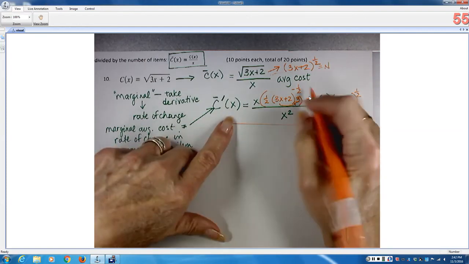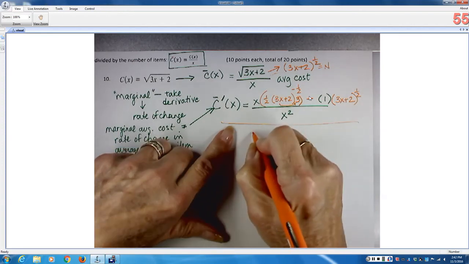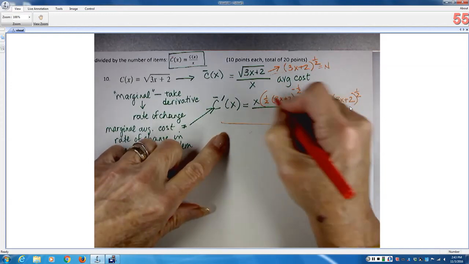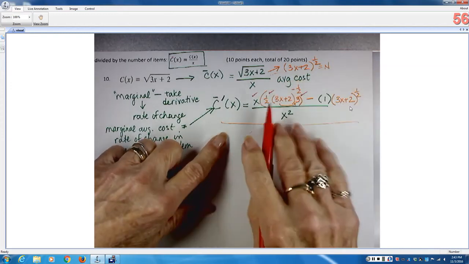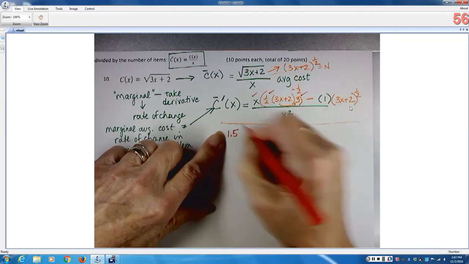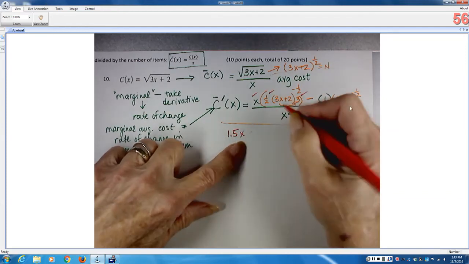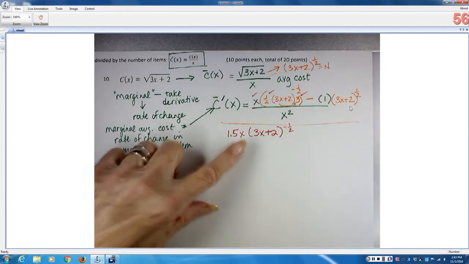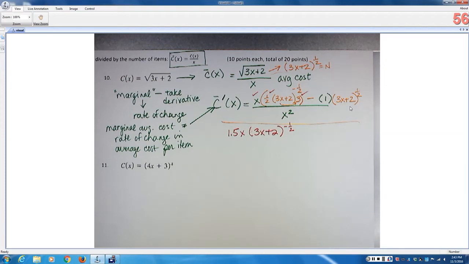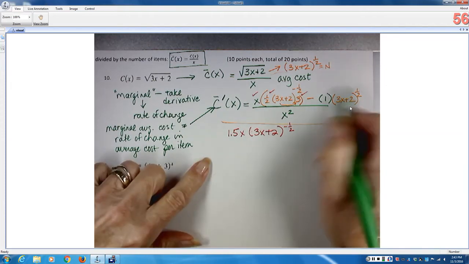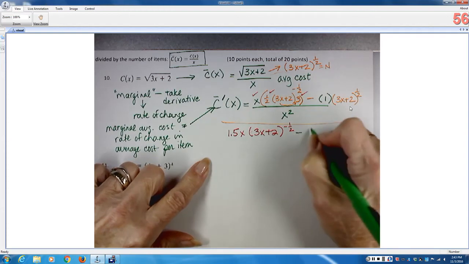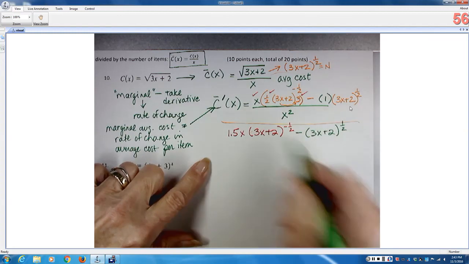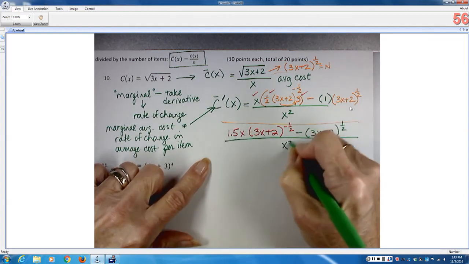Okay, this whole thing is to the negative one-half power, so if you tried to do much simplifying, it really got ugly. If you take the x, the one-half, and the three, one-half times three is 1.5, times x, and then you have 3x plus 2 to the negative one-half power. There's not anything you really need to do with this. So leave it alone. And there's nothing you can do with that either.